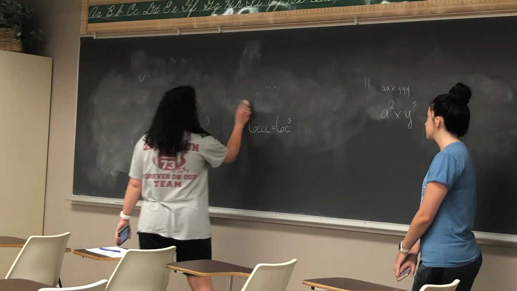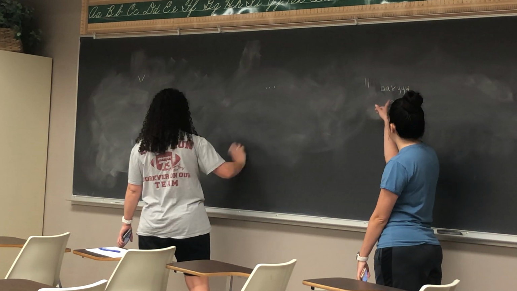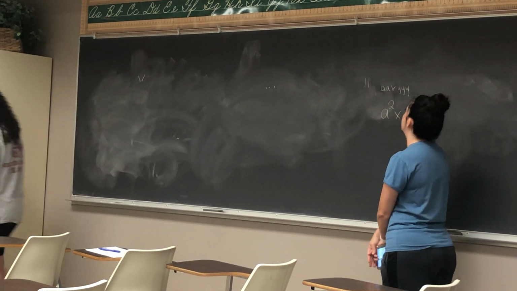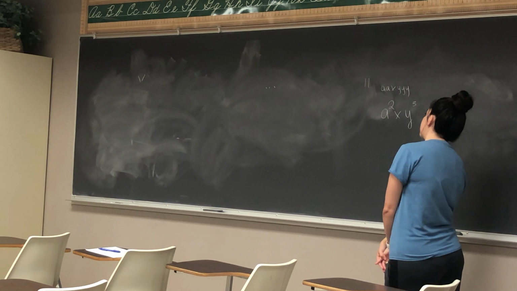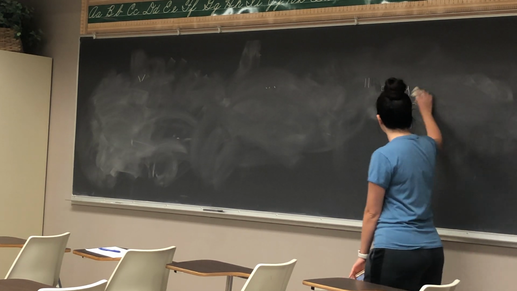And then Tiffany, go ahead and show us number 11. I had number 11, and it was a x, y, y, y, so I rewrote it as a squared x, y cubed. Very good job. You can erase that and have a seat.